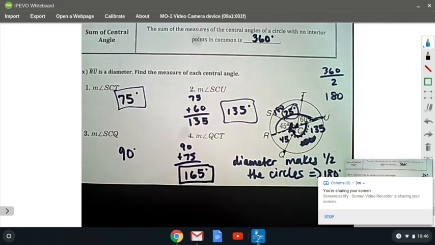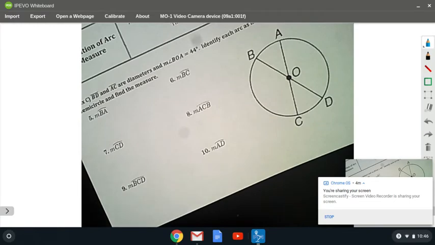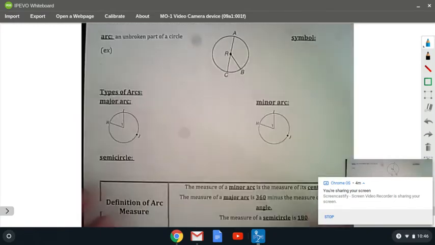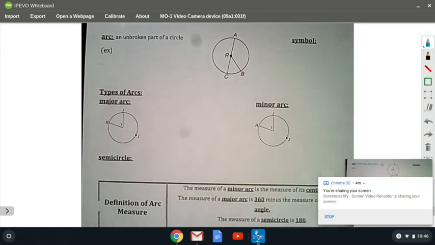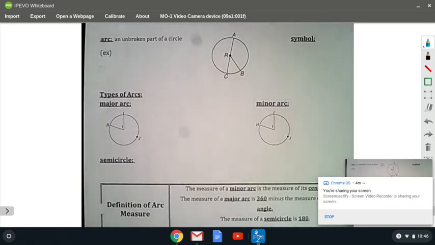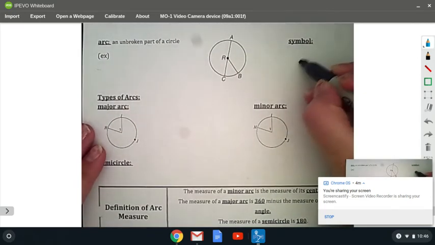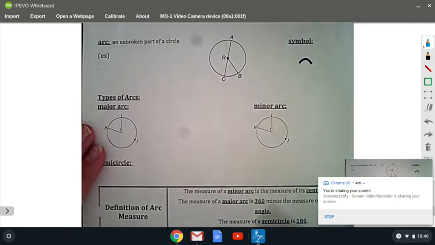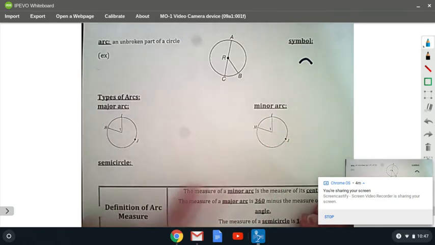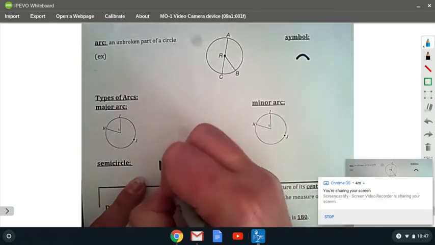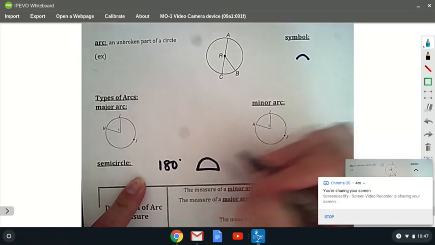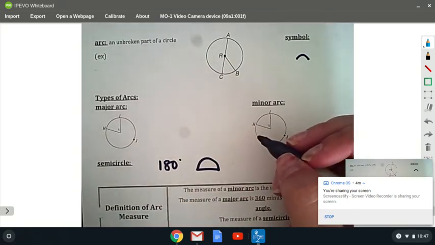All right. Now we're going to go to our next page here, where we talk about arcs. An arc is an unbroken part of a circle. The symbol for an arc looks like this. It's like a little half circle. Types of arcs: we have a major arc, a minor arc, and a semicircle. A semicircle we've kind of already talked about. It's 180. It's half a circle.